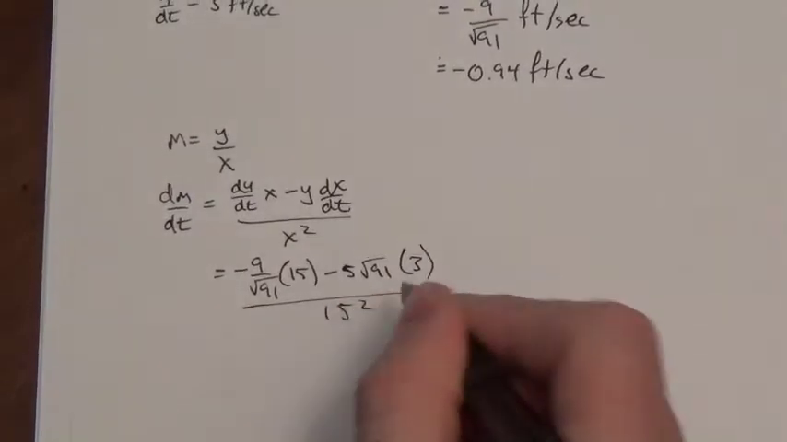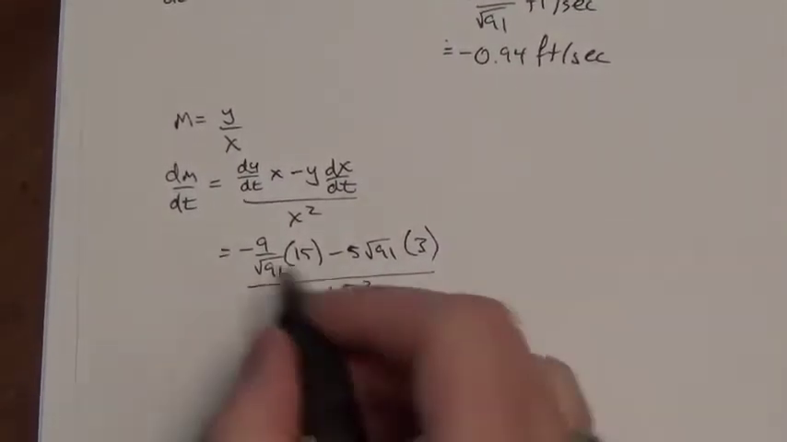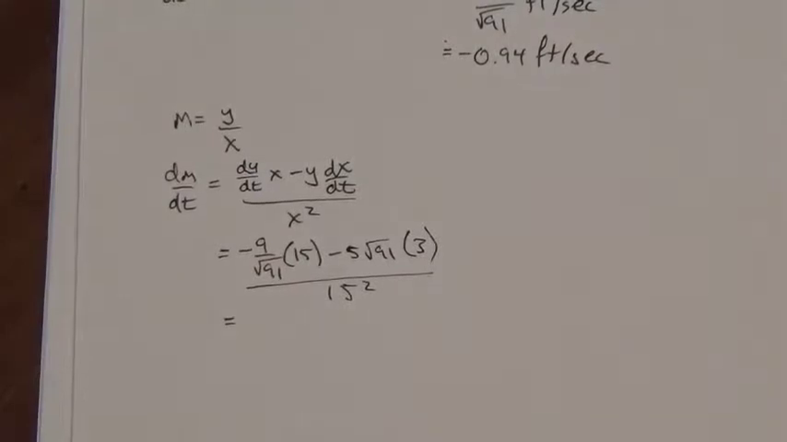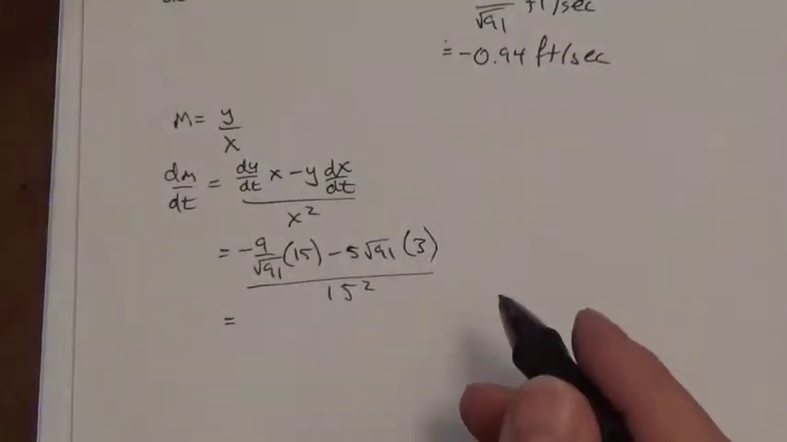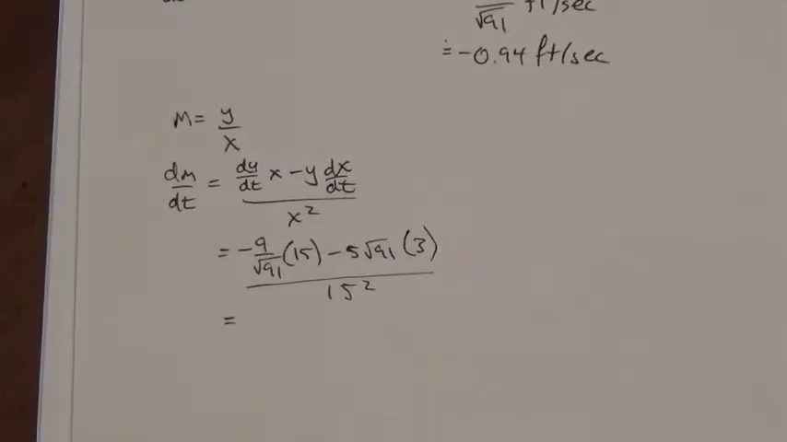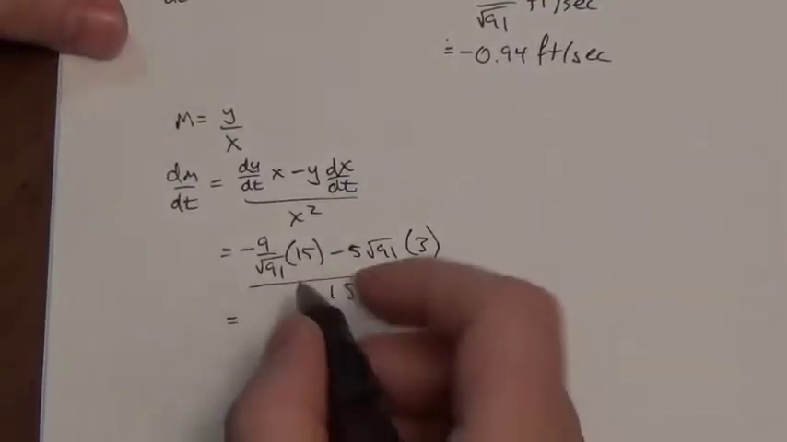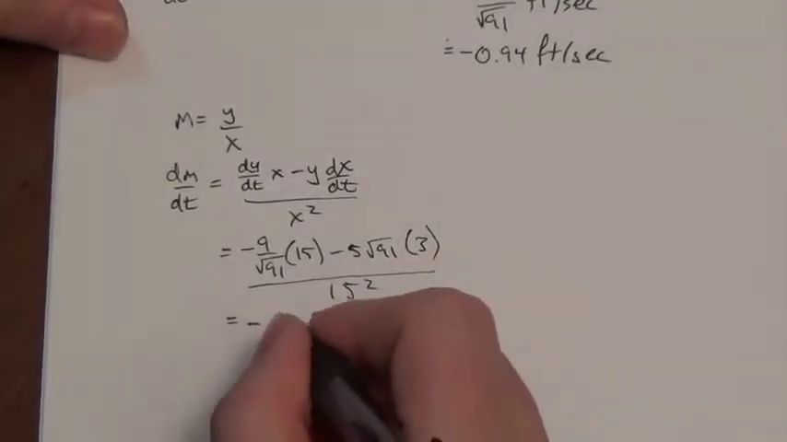All over 15 squared. Now, even if I can simplify all this, it's going to probably look a little weird here, so I'm just going to get the decimal value. Sorry, so I'm going to just go to my calculator here. It'll take me two seconds to get this all entered. There's my numerator. Okay, and when I get everything said and done here, I get negative 0.70.